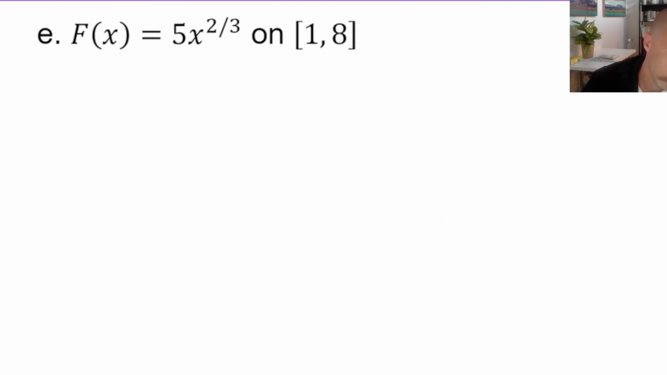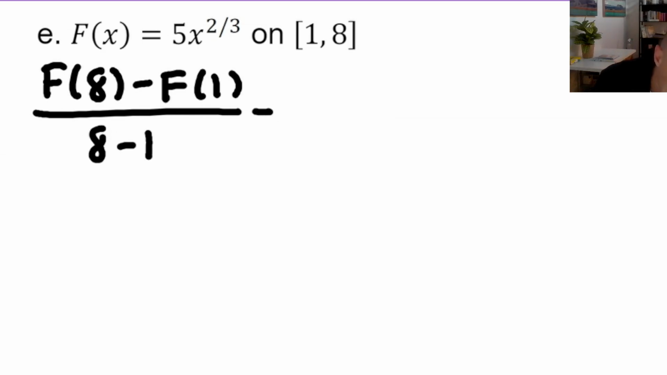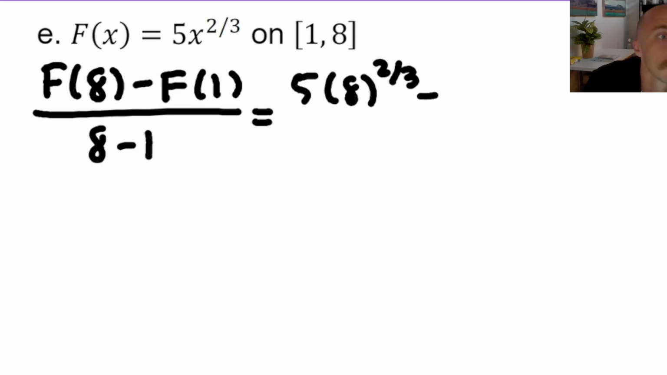All right, 5x to the 2/3. Okay, now we get reminded of something we haven't done in a while. Fraction exponent. So I'm interested in computing f of 8 minus f of 1 divided by 8 minus 1. And f of 8 will be 5 times 8 to the 2/3 minus f of 1 is 5 times 1 to the 2/3, divided by 7.